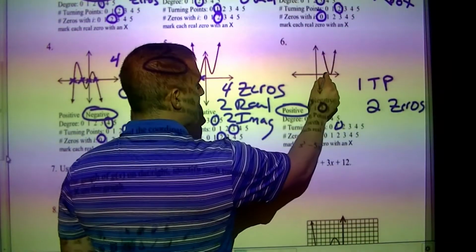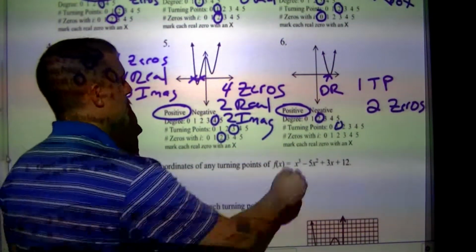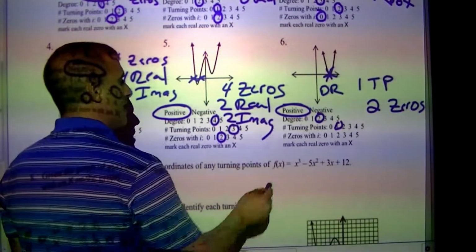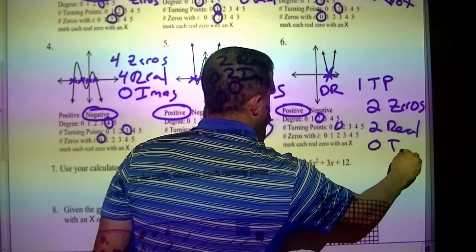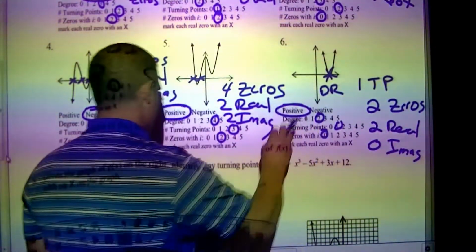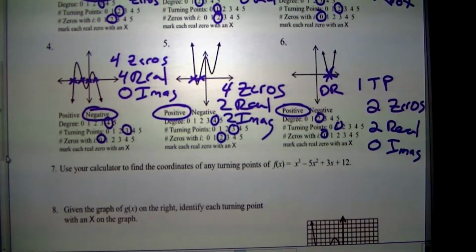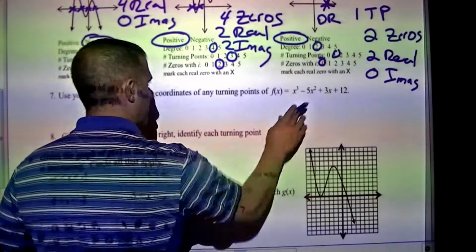Now, once again, that touches, there's a double root there. That's a double root. So that means that counts for 2. So that's 2 real, 0 imaginary. I already marked that. Use your calculator to find the coordinates of any turn points here.